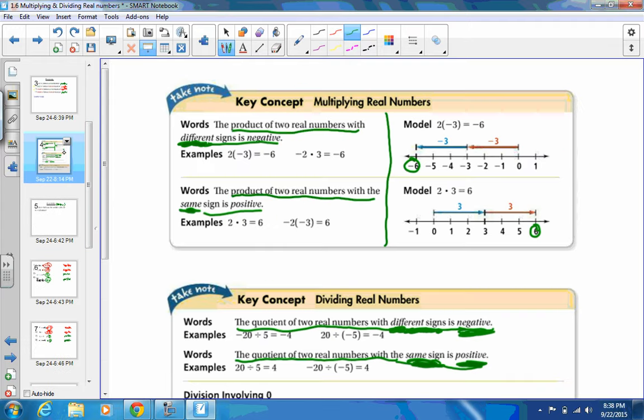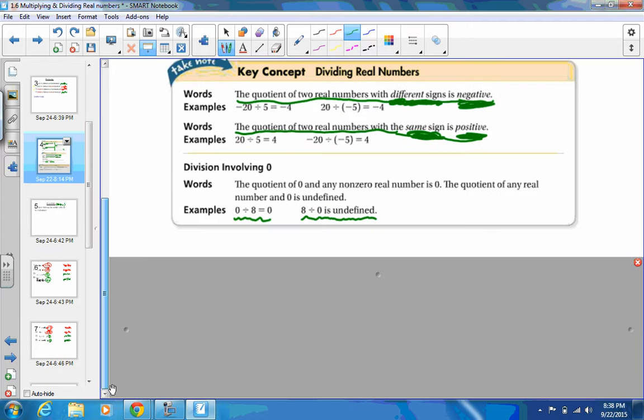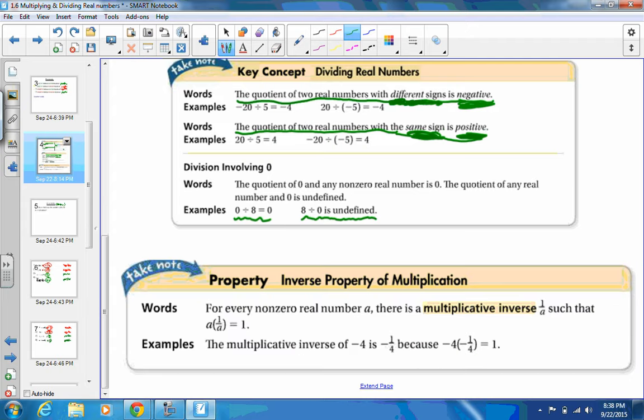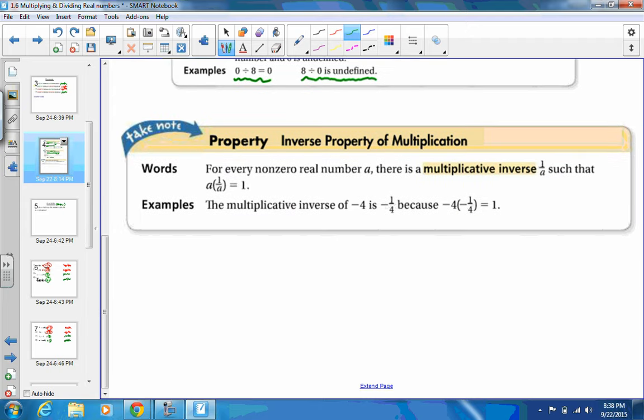Now, I do want to know one more thing. I don't know that I have any practice with this, but we talked about the additive inverse yesterday, and that was when you add two opposite numbers, and that gets you to 0. Well, there's a thing called the multiplicative inverse. So this is dealing with multiplication.